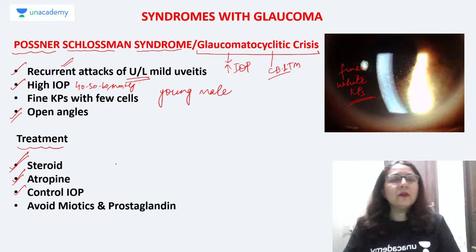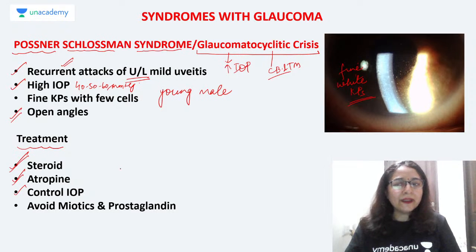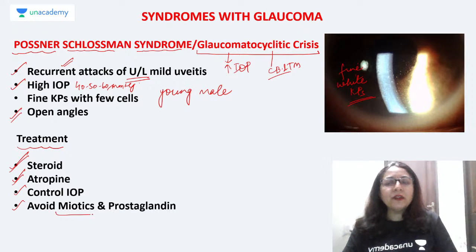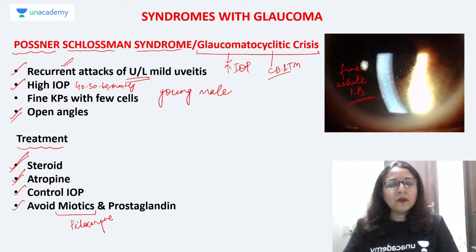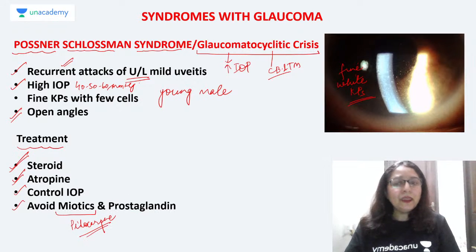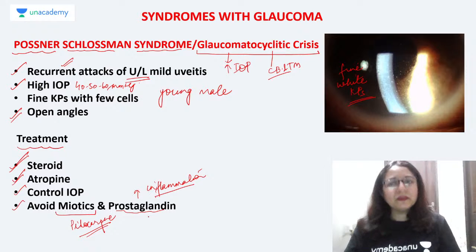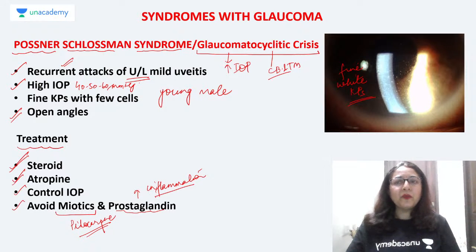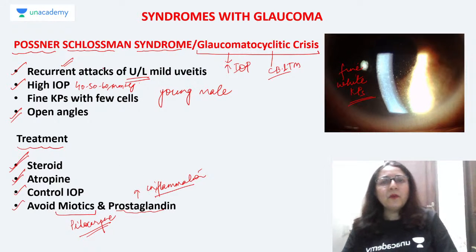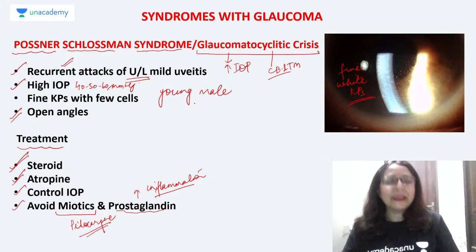We will give anti-glaucoma drugs to control the pressure. Many a time systemic anti-glaucoma is also required. And we will avoid miotics like pilocarpine. You are not supposed to give pilocarpine because pilocarpine increases inflammation. And we do not give prostaglandins for the same reason, because both of these increase the inflammation. So it is better to avoid miotics and prostaglandins in a case of Posner-Schlossman syndrome. So these are important points to be remembered about Posner-Schlossman syndrome or glaucomatocyclitic crisis.